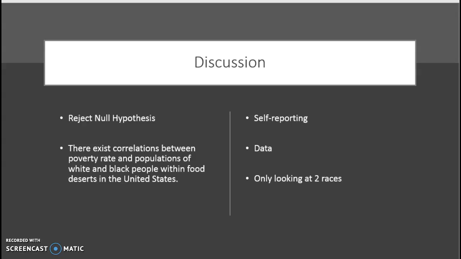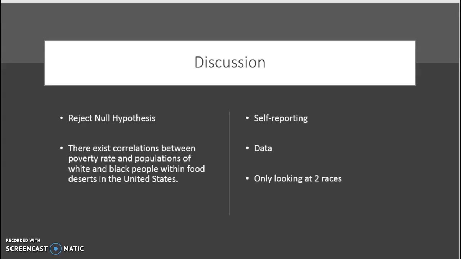In conclusion, we reject the null hypothesis because even though R-squared is low, it is higher than 0, and the slope is also non-zero. And we conclude that there exist correlations between poverty rate and populations of white and black people within food deserts in the United States.